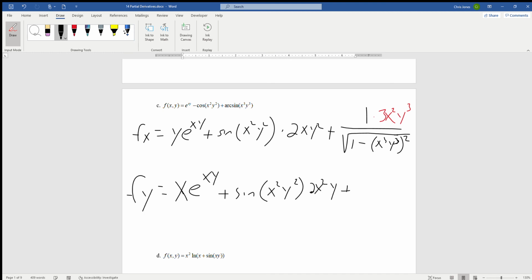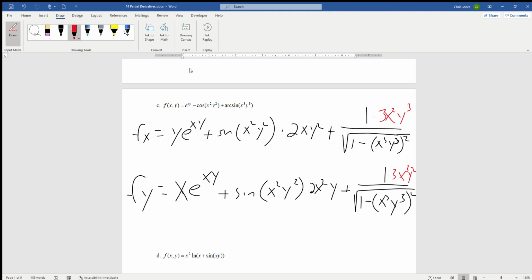Finally, derivative of arcsine is still 1 over the square root of 1 minus x cubed y cubed, squared. And then we take the derivative of the interior function with respect to y, so that's going to be 3x cubed y squared. All right, so again, notice that these two functions' derivatives look very, very similar to one another. The only difference is most of the time we just interchange the x's and y's on their derivatives. So you can start getting the patterns down with that.